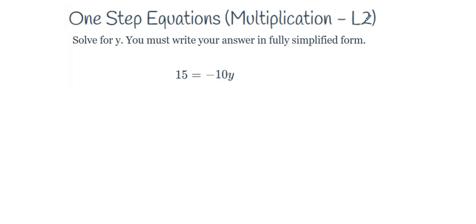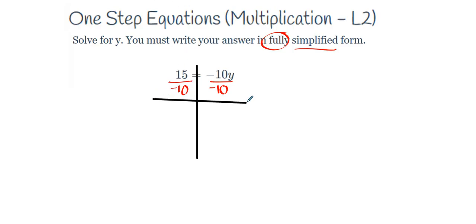One-step equations multiplication level 2, solve for Y. You must write your answer in fully simplified form. So write 15 is equal to negative 10 multiplied by Y. We're going to split our equation drawing a vertical line down the middle, and I will get rid of this multiplied by negative 10 by dividing by negative 10 on both sides. Then we'll draw our horizontal line, and we will now simplify that equation.